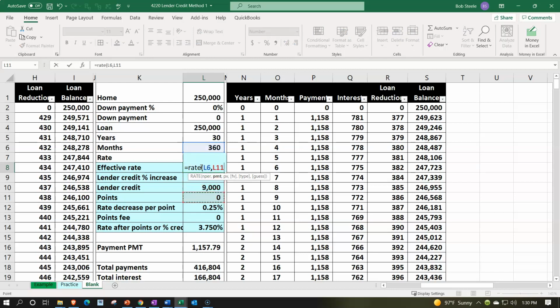rate, brackets. We got the number of periods is 360, comma. The payment is going to be down here, calculated at that 1,157.79, and that needs to be negative as well, negative of that number, comma, the present value. This is where the little twist comes in. It's going to be the $250,000, that's the loan amount. And then if we had points, it would be that amount minus the points. We don't have any points right here, the cost of the points, not the percentage. And then we're going to say plus the lender credit.